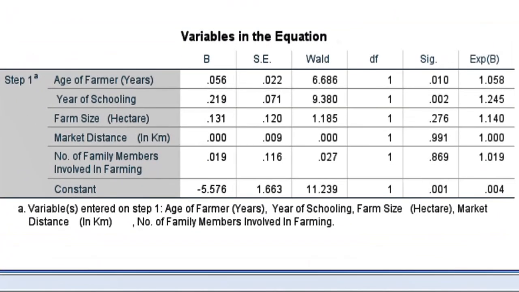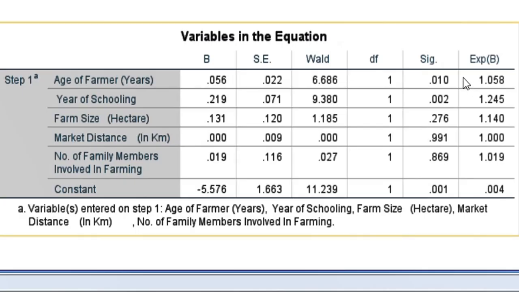Variables in the equation. First, we will check whether all variables are statistically significant or not. To check this, we will again go to the p-values, and the p-values must be less than 0.05. In this example, only the age of farmer and years of schooling are statistically significant. So, we will provide interpretation for these two variables. Now the age: it indicates each additional year increases the odds of the event by 5%.